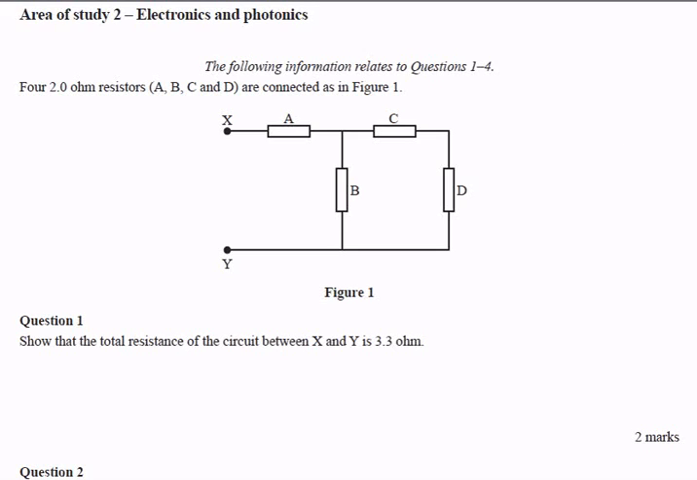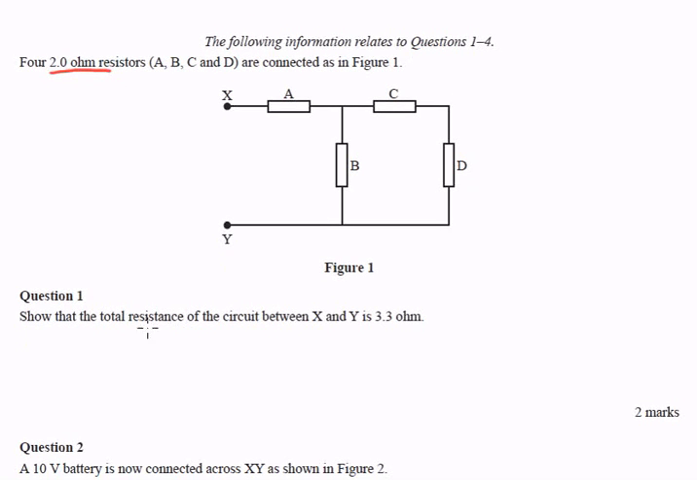Right, this is the electronics and photonics section. We start off with 4 resistors here, and they're 2 ohms each. The first question is, show that the total resistance of the circuit between X and Y is equal to 3.3 ohms. So they've given us the answer and we had to show the working to get there.